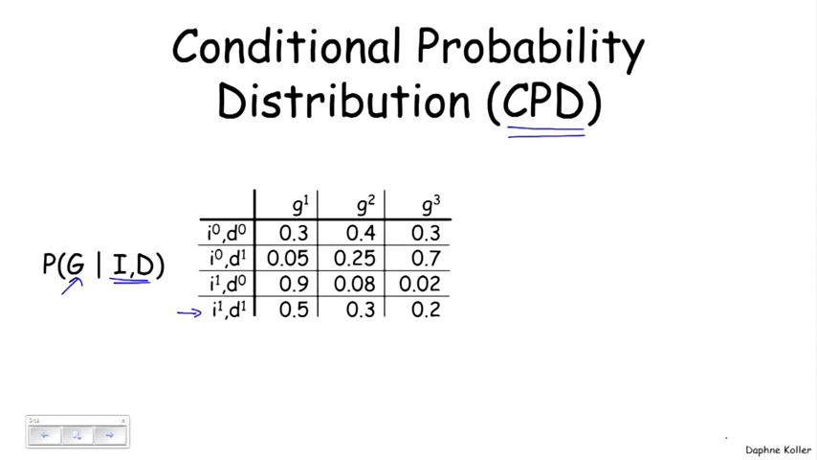this tells us that the probability of getting an A is 0.5, a B is 0.3, and a C is 0.2. And as we can see, these numbers sum to 1, as they should, because this is a probability distribution over G for this particular conditioning context. And you can easily verify that this is true for all of the other lines in this table. So this is, again, a particular type of factor, one that satisfies certain constraints, in this case, that each row sums to 1.